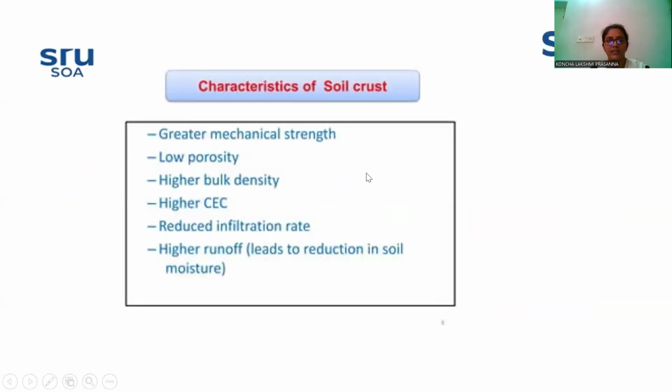Next is the characteristics of soil crust. First is the mechanical strength. Next are low porosity, higher bulk density, higher CEC, reduced infiltration rate, and higher runoff, which leads to the reduction in the soil moisture.